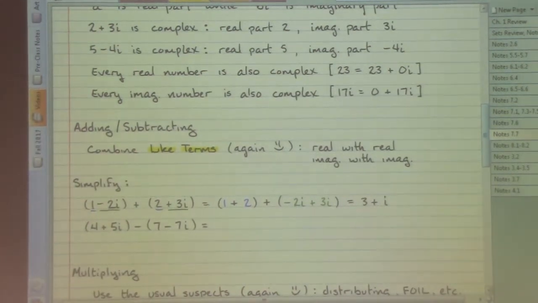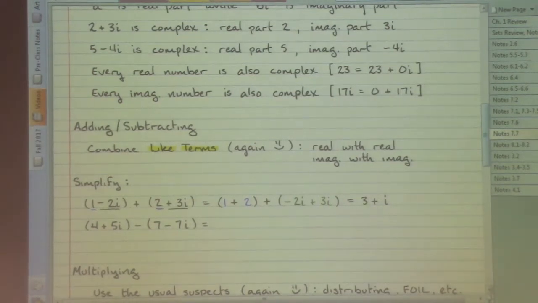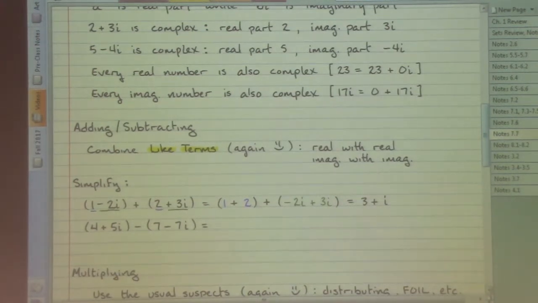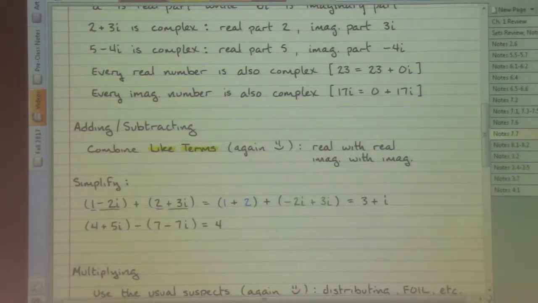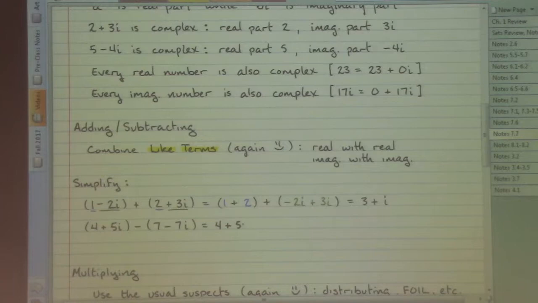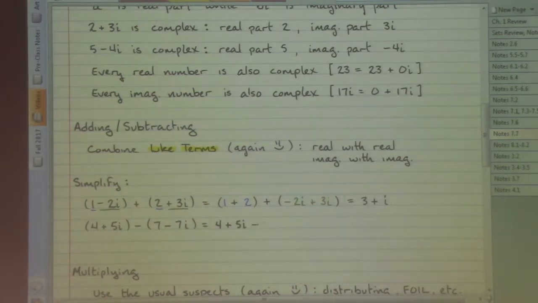Another example, just to, again, nag ourselves with having the subtraction in the mix and knowing how important it is for us to keep an eye out for that sort of thing and be careful about distributing that subtraction through. So distributing that subtraction through means that we would have the 4 plus 5i minus 7 plus 7i.